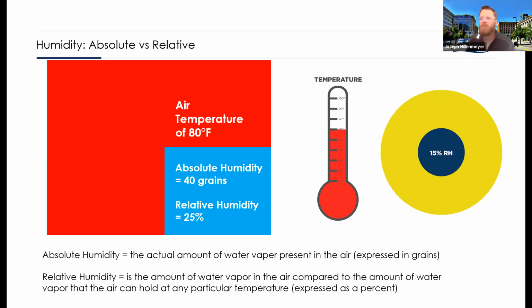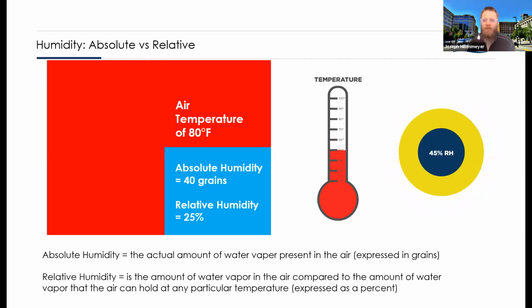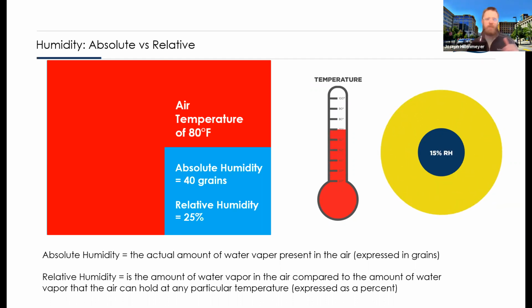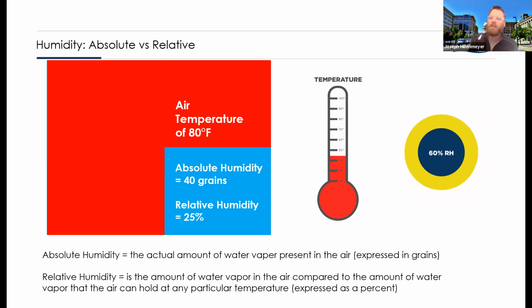Relative humidity, that's really the number that you're most probably familiar with in your home. It's how we measure humidity in the home. And it's a percent of the water vapor that's in the air compared to the actual amount that it can hold. And if you have a humidistat in your home or a humidifier in your home, when you set it for how much humidity you want, you're doing that on relative humidity.